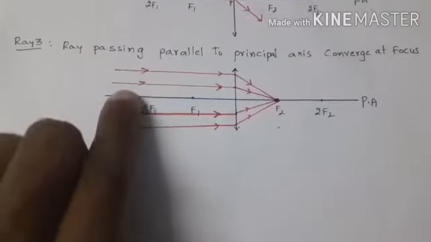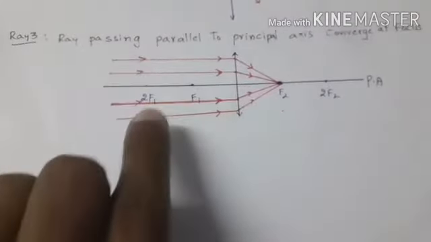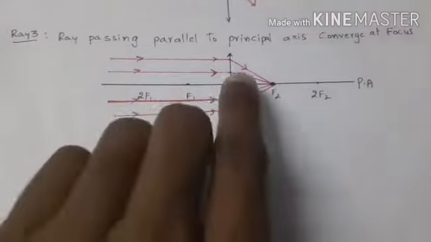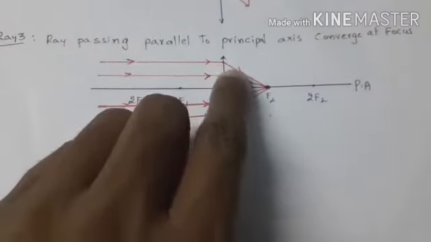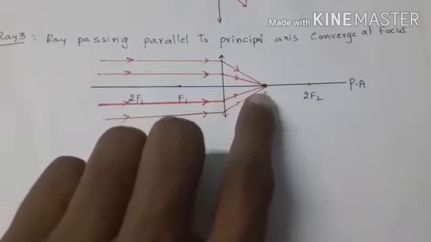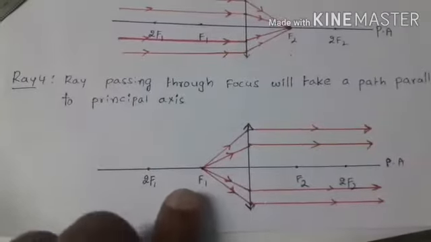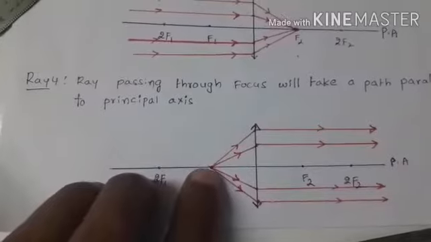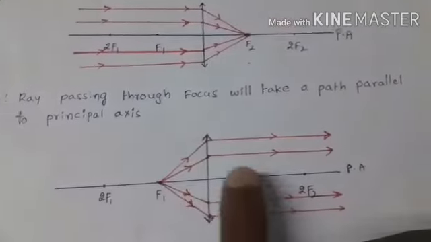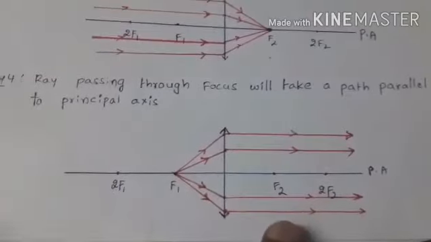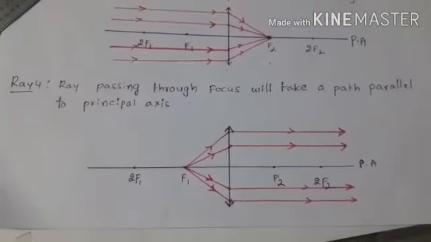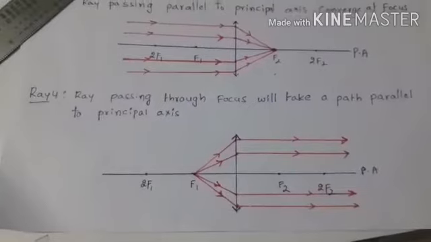This is the third ray. These rays are parallel to the principal axis, which strike the convex lens and converge at a point, that is the focus. Here is the fourth ray. Rays passing through the focus will take a path parallel to the principal axis. These are the 4 rays required to construct ray diagrams.